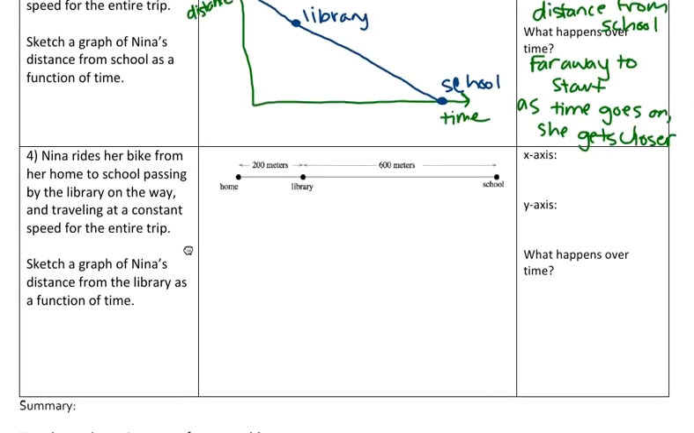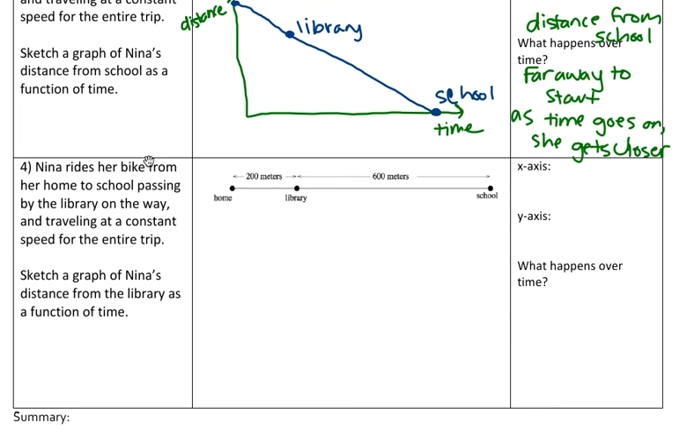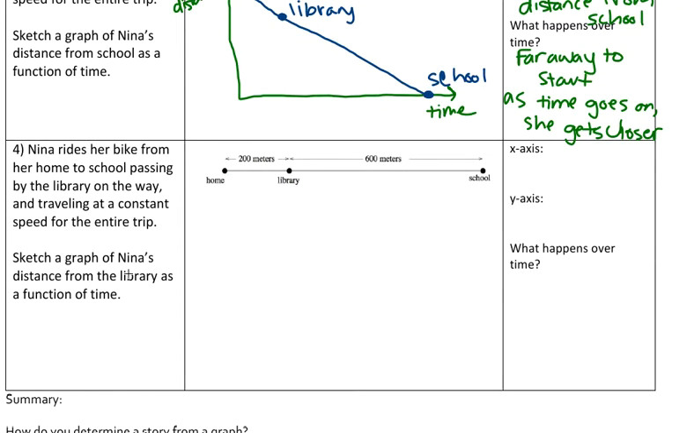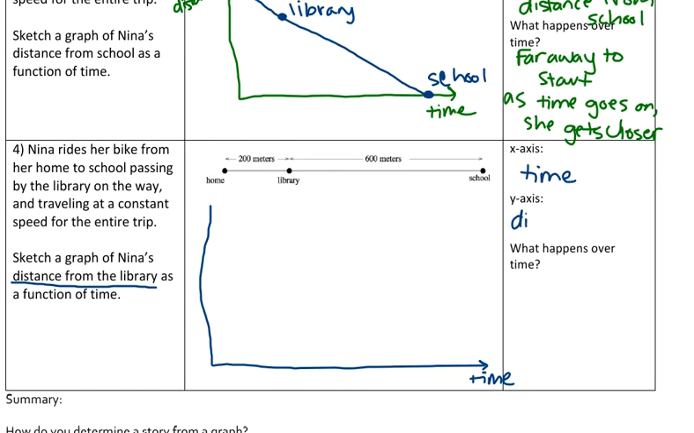Okay, now this one looks almost the same, but we have to read the directions a little differently. It says, Nina rides her bike from her home to school, passing by the library on the way, and traveling at a constant speed for the entire trip. Sketch a graph of Nina's distance from the library as a function of time. So again, this is going to be time, because it says function of time. And our y-axis is going to be distance from the library. Okay, so this is our distance here.